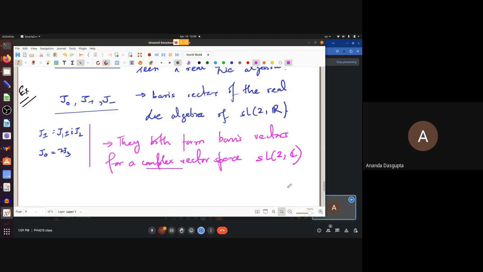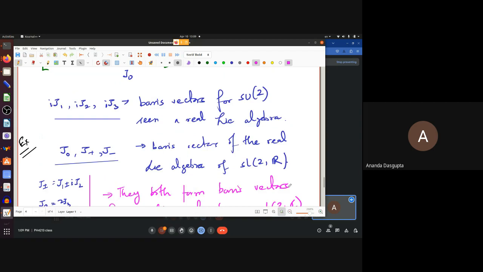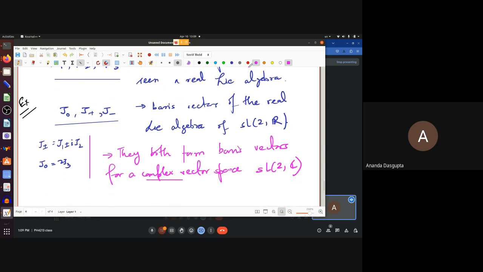So strictly speaking, when you are working with J0, J plus, J minus, or IJ1, IJ2, IJ3, or J1, J2, J3, and allow complex coefficients, then you are not really talking about the Lie algebra for SU2 or SO3. You are actually talking about an entirely different Lie algebra, SL2C. But since results from one can be obtained from another, we very often ignore the difference. We keep saying we are using SU2, but in actual practice, most of the time what you're using is SL2C, which is often shortened to SL2.